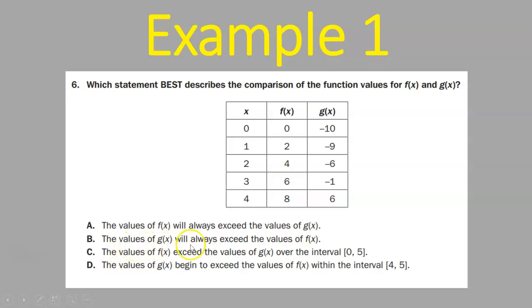B, the values of g of x will always exceed the values of f of x. Well, no, you can see that in the table. Just any of these rows, f of x is on top. So that's not true. Remember, though quadratic does grow faster and will eventually outgrow the linear, it may not at first.